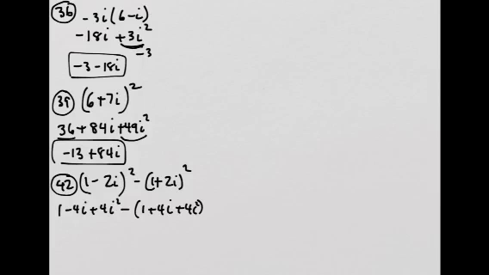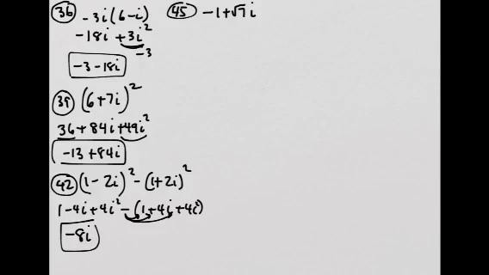Oops, squared. So remember, this negative is going to change all the signs inside, right? So 1 minus 1 is gone. Negative 4i minus 4i is negative 8i. And 4i minus 4i is 0. So there's your answer.